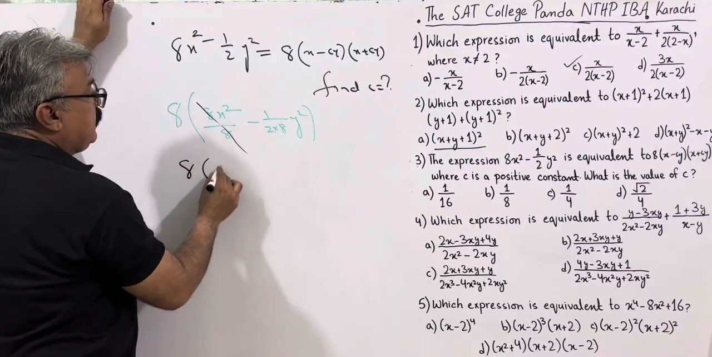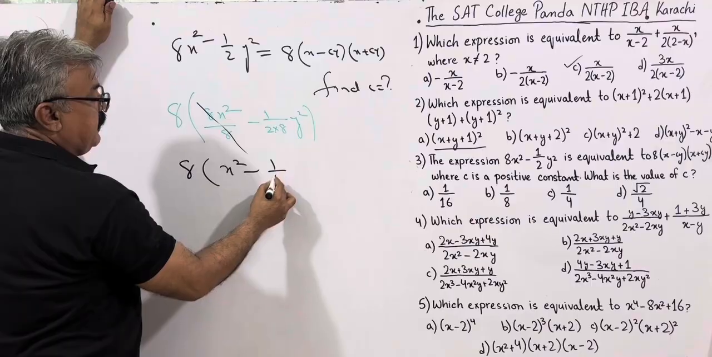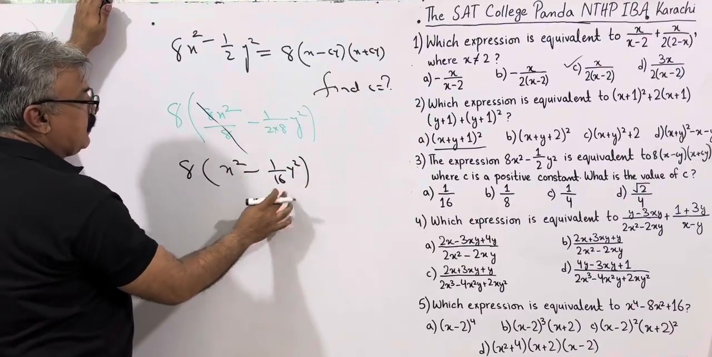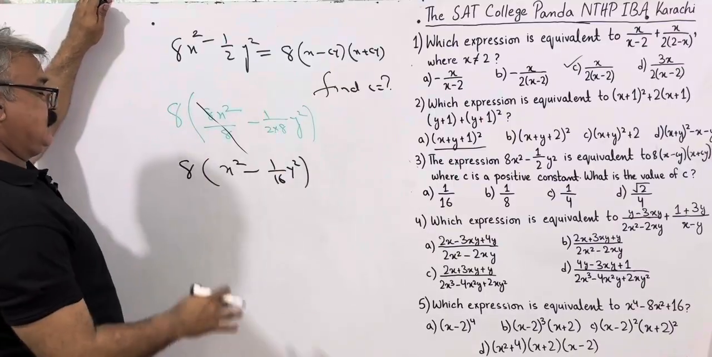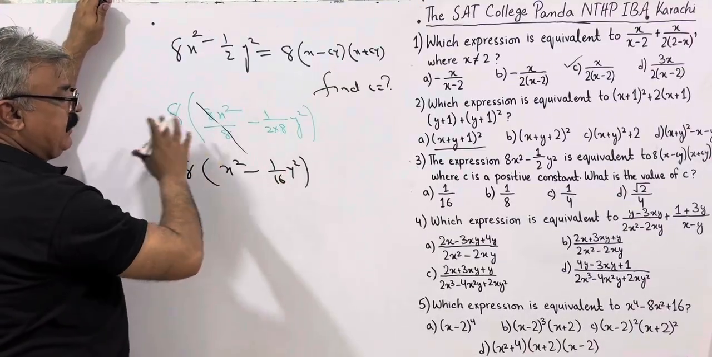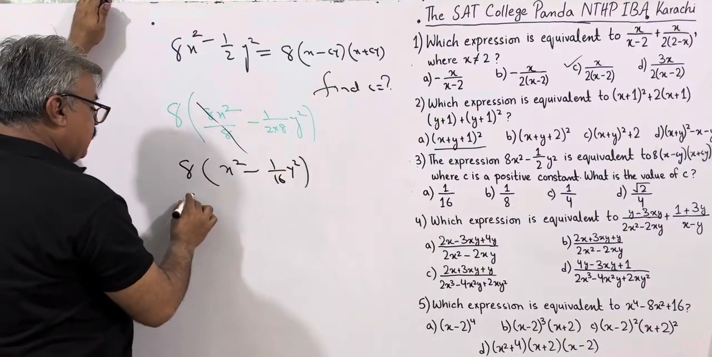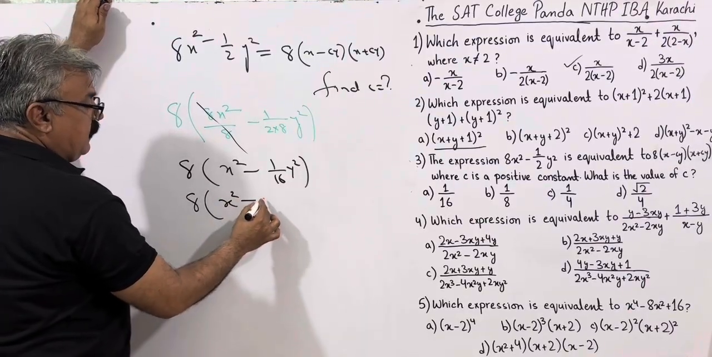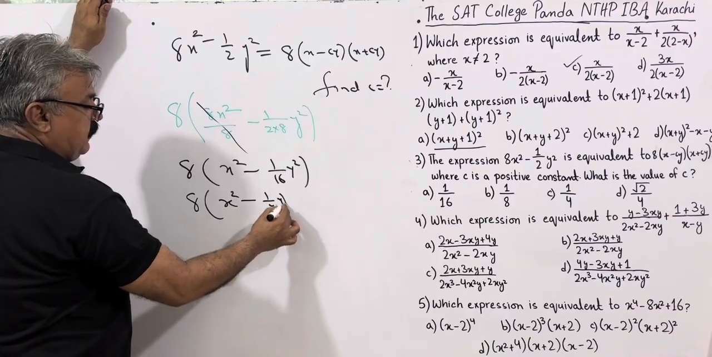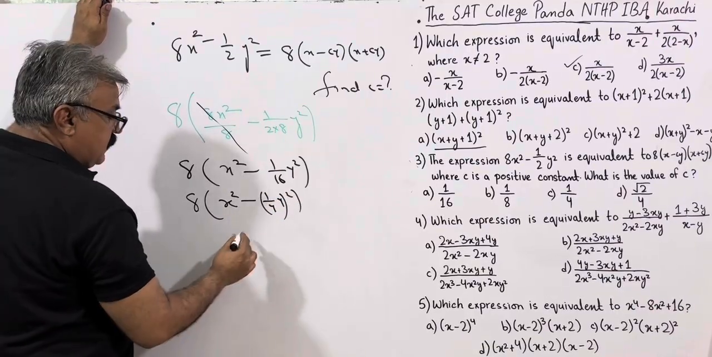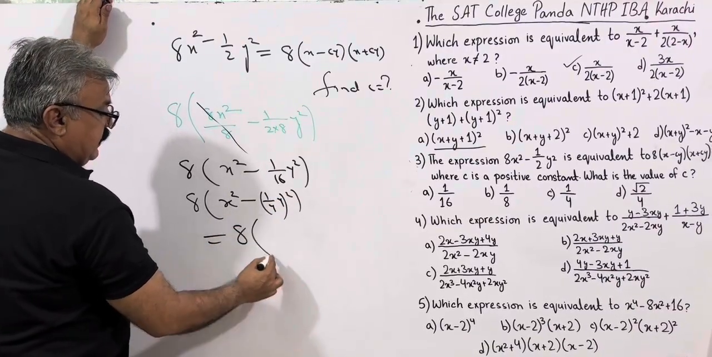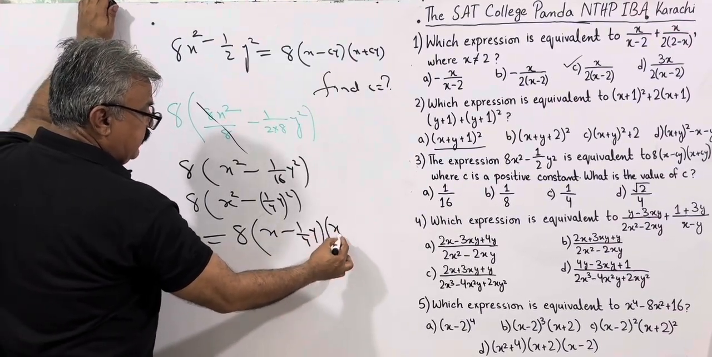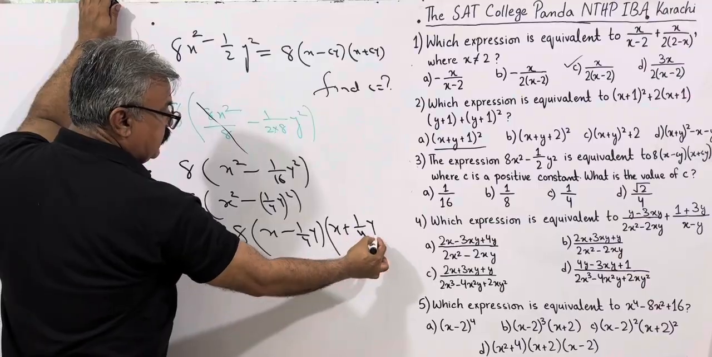8, what we are left with, x square minus 1 over 16 y square. Look at this, perfect square quantity. Now everything has been set for us. Now we can grapple this very easily. X square, instead of 1 upon 16 I can write 1 upon 4y whole square. Applying the difference of two squares technique, 8 times x minus 1 upon 4y times x plus 1 upon 4y.